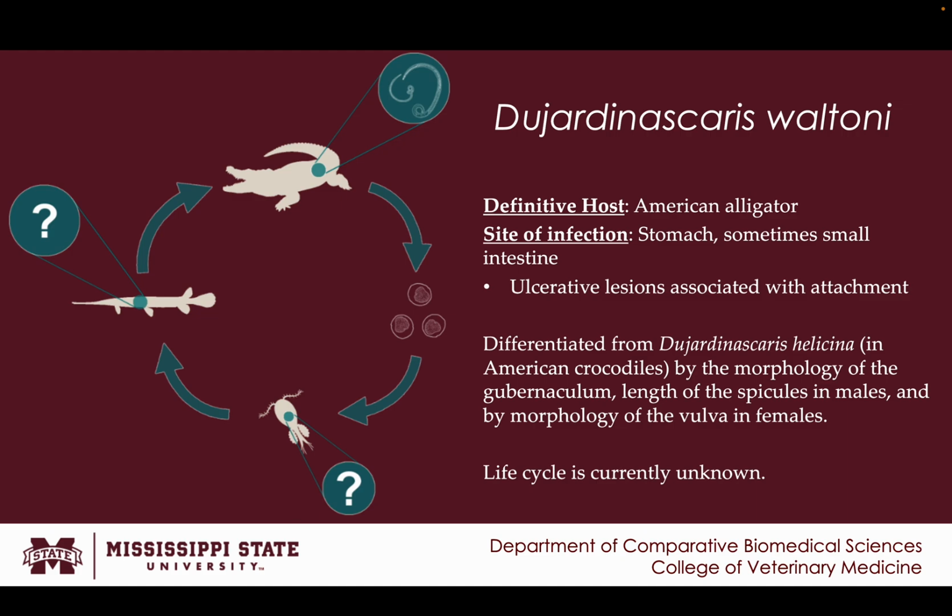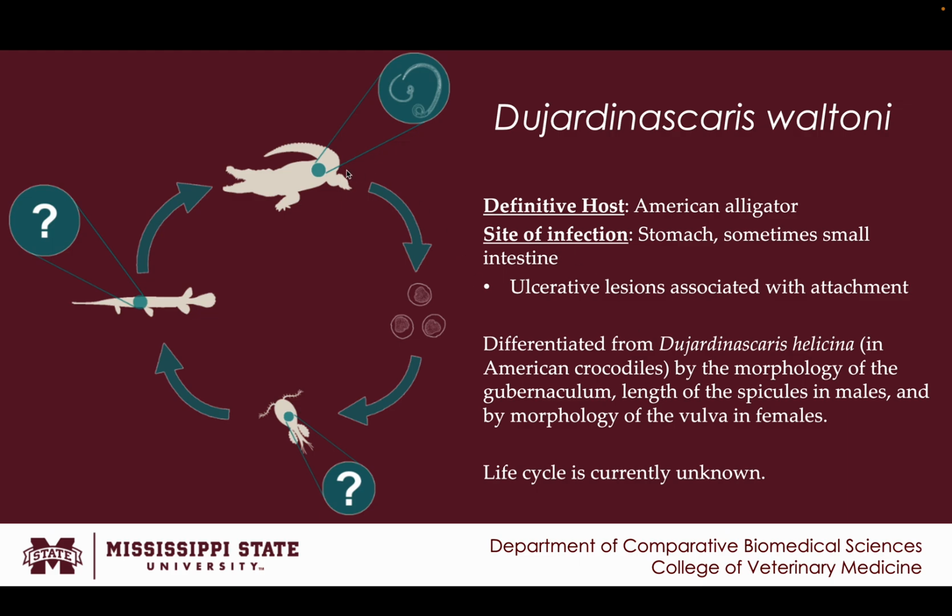We don't think it causes death in baby alligators. It mostly probably causes discomfort and maybe some stomach pain. It's differentiated from Dejardinascus helicina in American crocodiles by the morphology of the gubernaculum, the length of the spicules in males, and by the morphology of the vulva in the females. The entire life cycle is currently unknown.